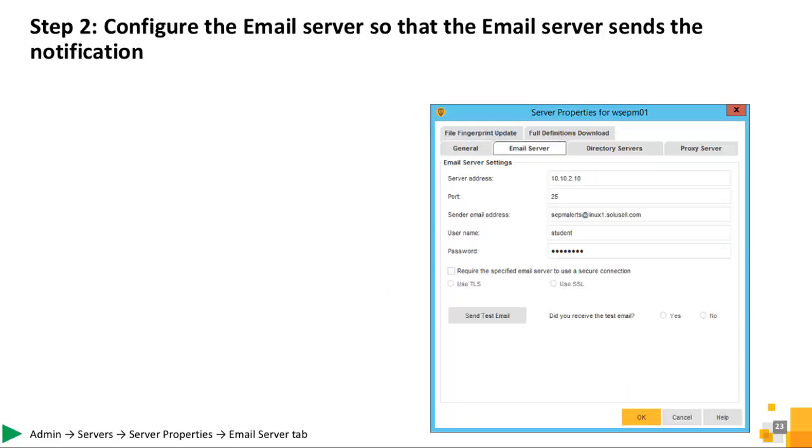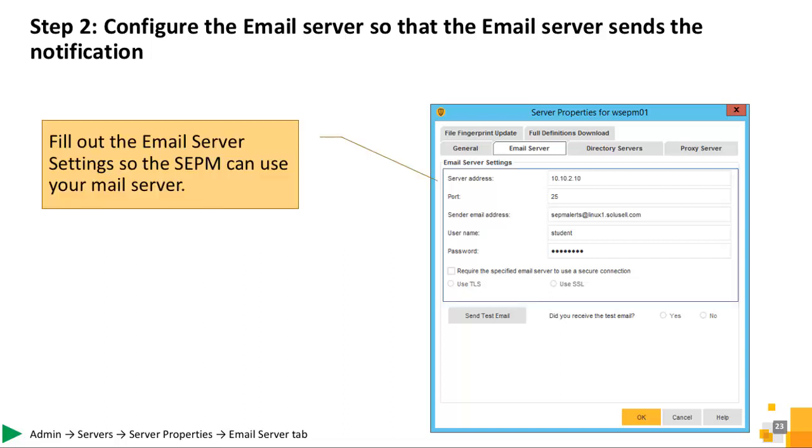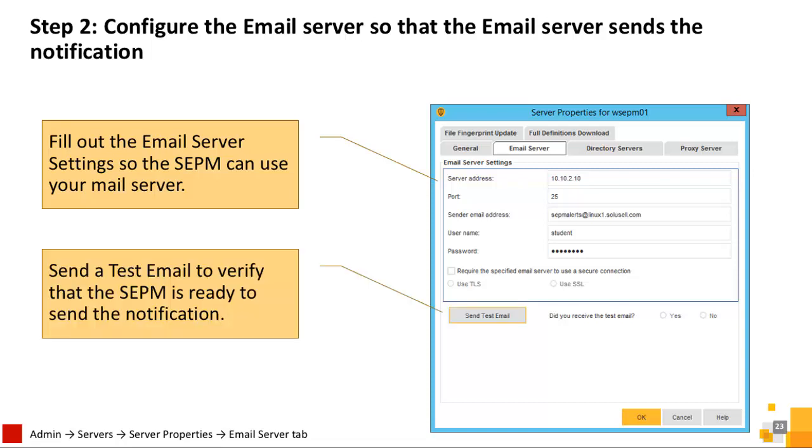In Step 2, click on the Email Server tab of Server Properties and fill out the email server settings so the SEPM can use your mail server. Information includes the server address, port number, and user credentials for an account on the mail server. After filling out the email server settings, send a test email to verify that the SEPM is ready to send the notification.